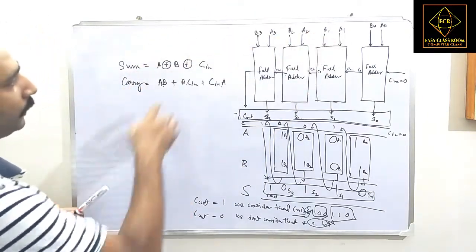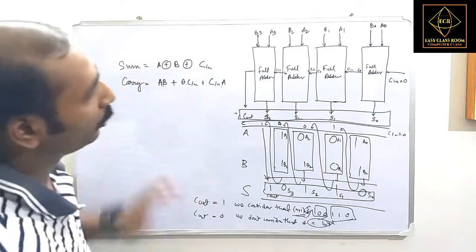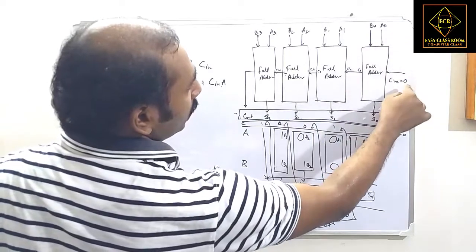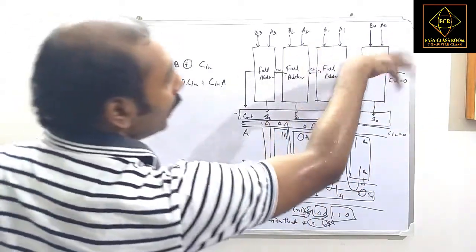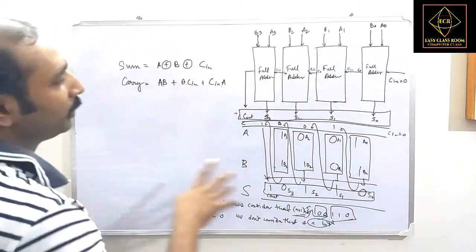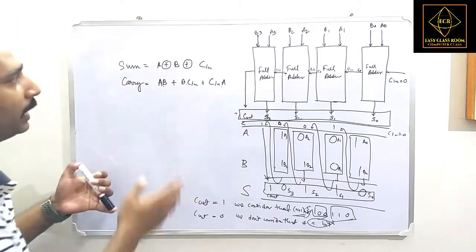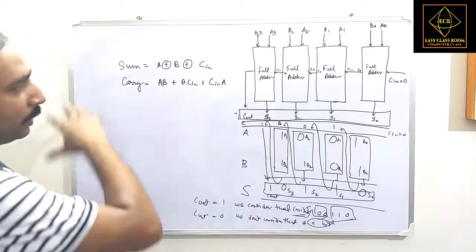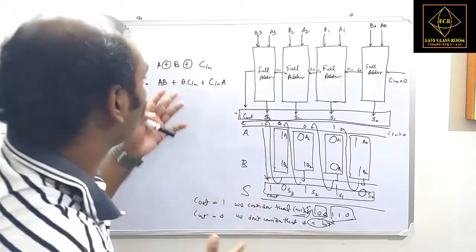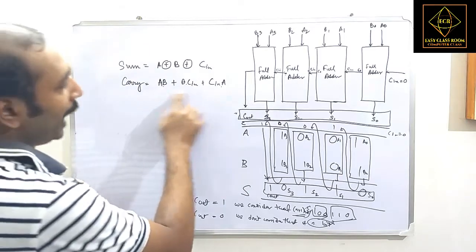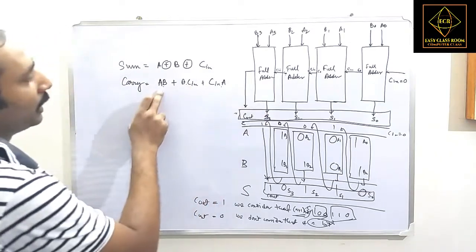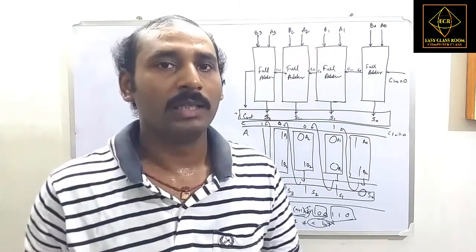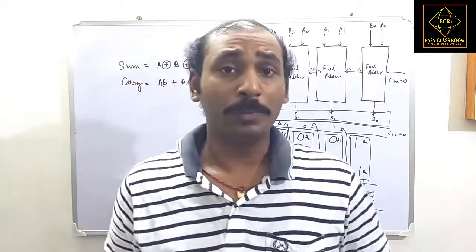Now, how does this come about? We know that A0, B0 and Cin get into the full adder. What will happen for the sum? We get A XOR B XOR C, which we have derived using K-maps and truth tables. For carry, what we are getting is this. This is the carry output of this entire thing. This is how we can get it. I hope you have understood this.